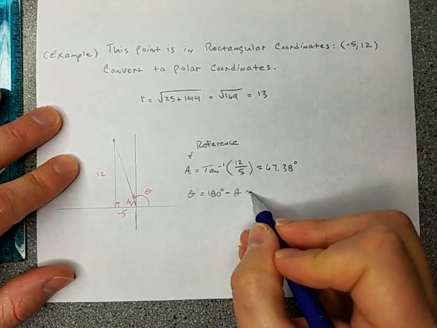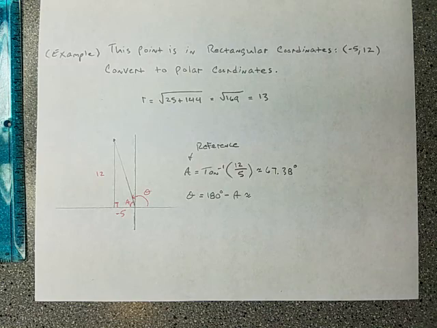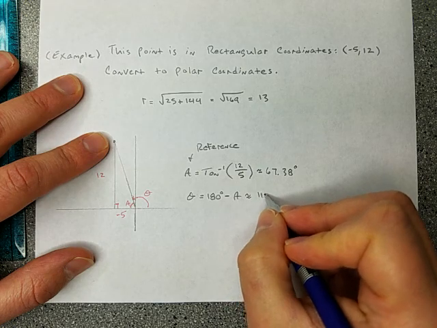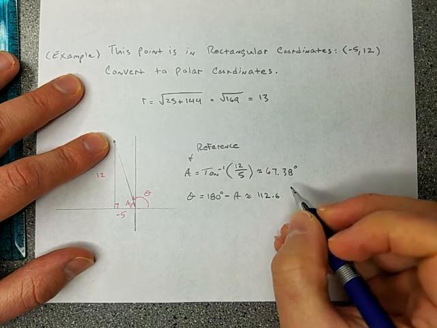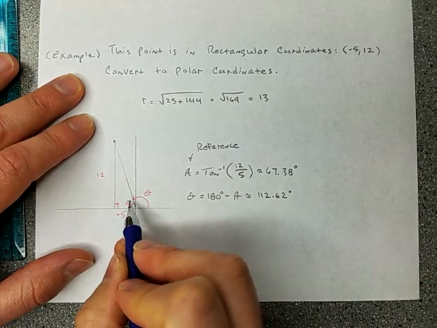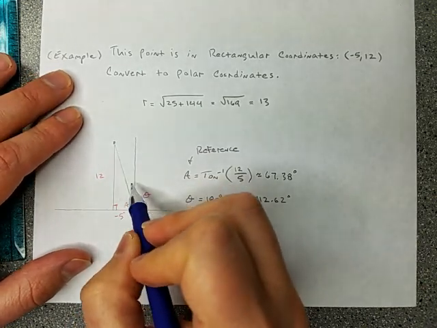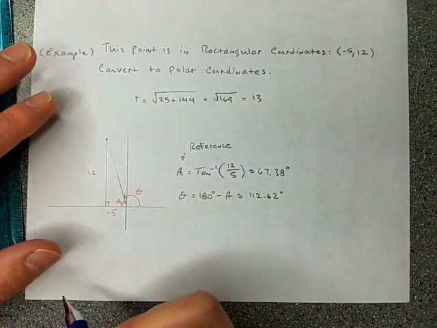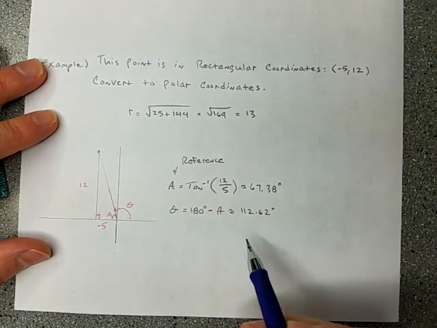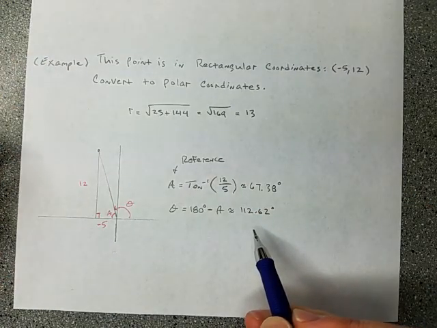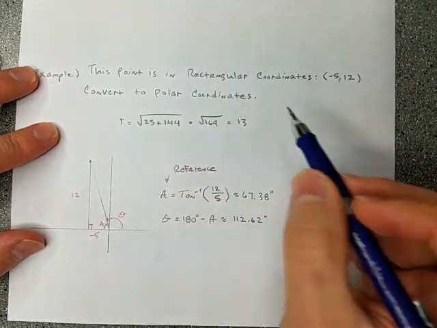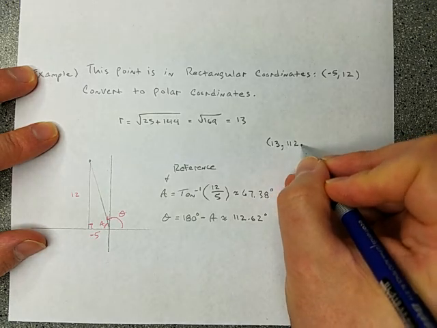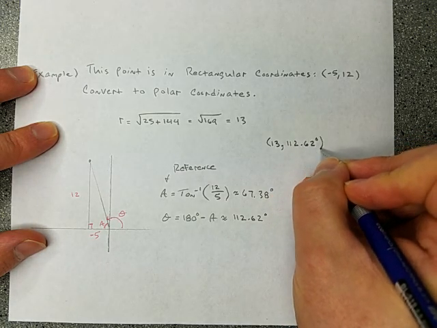So theta is going to be about, what is that, 112.62. All right, 112.62. Yeah, if you rotate 112.62 degrees, that'll put you right there in quadrant 2. It'll be like going left 5 and up 12, okay? So the radial coordinate is 13, the angular coordinate, 112.62. So my point in polar coordinates, let's give 13 for r, and then 112.62 for theta, okay?